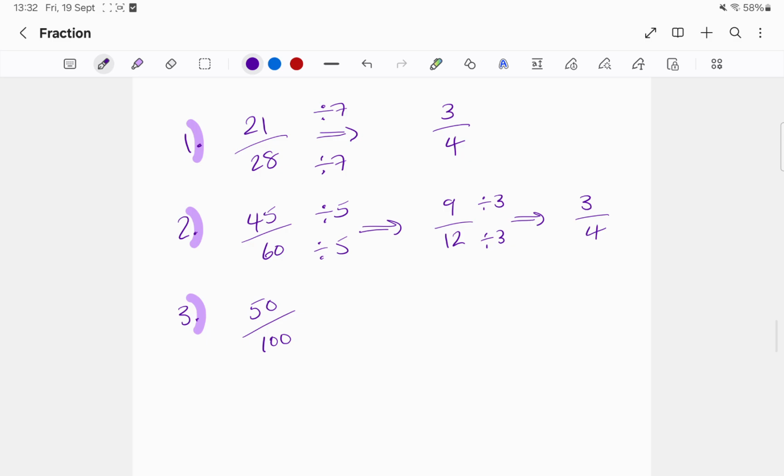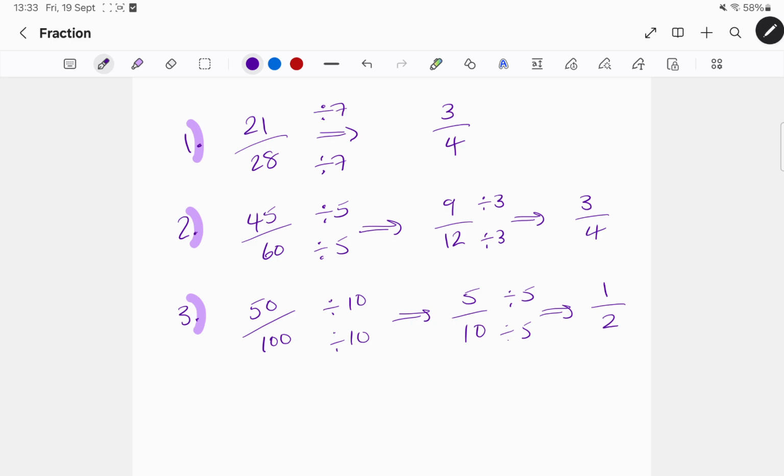Okay, and then the last one here, we've got 50 over 100. So when a number ends in 0, so it's a multiple of 10, we'll just divide by 10 to start with. And we're going to be left with 5 over 10. And now, a common factor of those will be 5, so we can divide both by 5. And we're going to be left with 1 over 2, or a half. We could have seen that 50 is a half of 100, so you might have been able to have just divided both top and bottom by 50 as the highest common factor there.